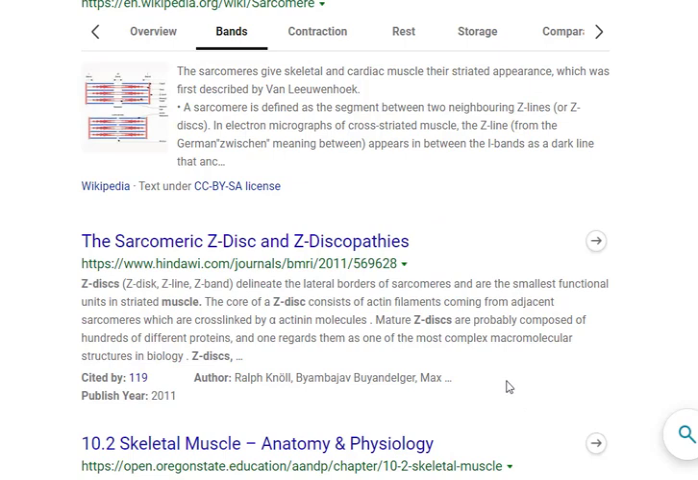Sometimes I like to throw a little trivia in. So here's something I found that was kind of interesting. The Z-disc, also known as Z-line or Z-band, is where the actin molecules are going to attach, and we're about to learn what actin and myosin do. But this is the interesting factoid: the Z-disc is composed of hundreds of different proteins, and it is one of the most complex macromolecular structures in biology. So it'd be kind of interesting to know what all kind of cool stuff is going on within the Z-disc that allows our muscles to contract.